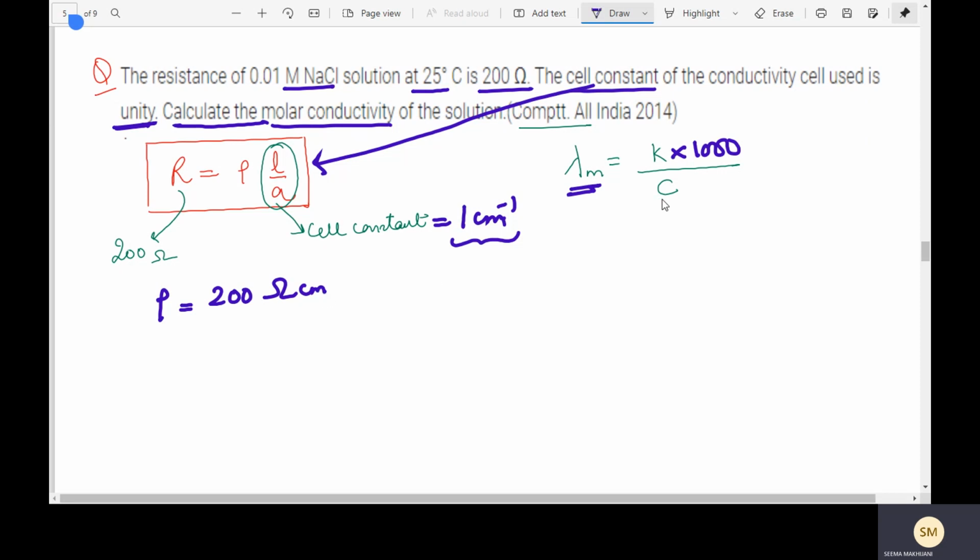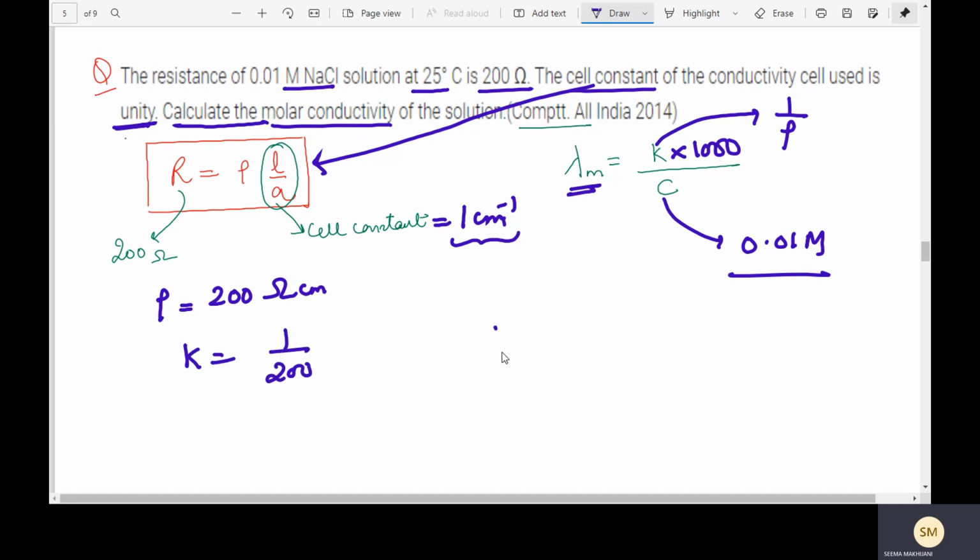Now you require the value of concentration. Concentration 0.01 molar is given in the question. How do we find K? For K, you require the inverse of resistivity. So your conductivity is equal to 1 upon 200. Now you can substitute the values in the molar conductivity.